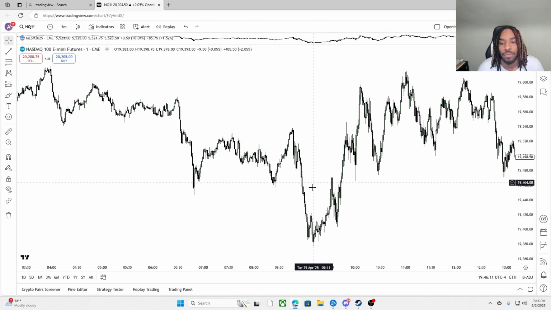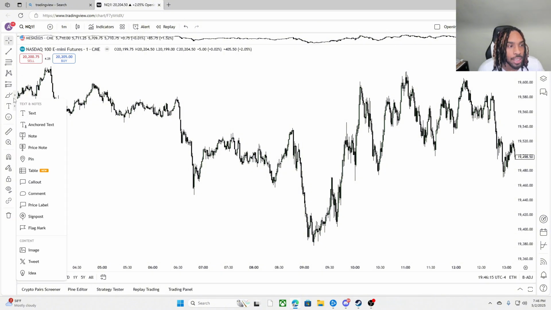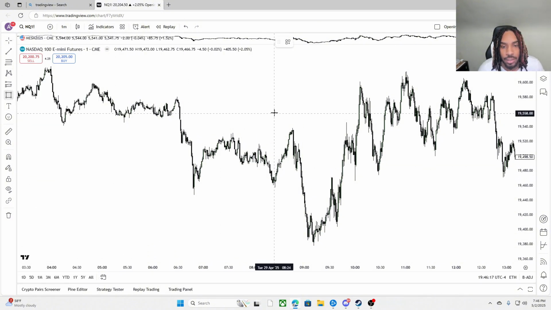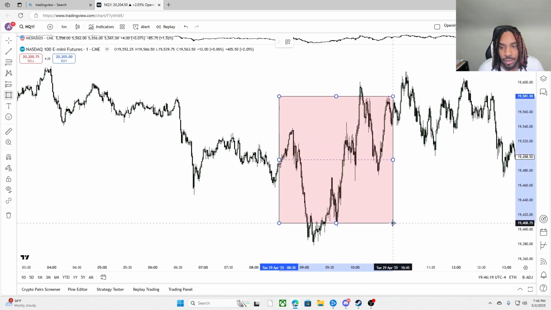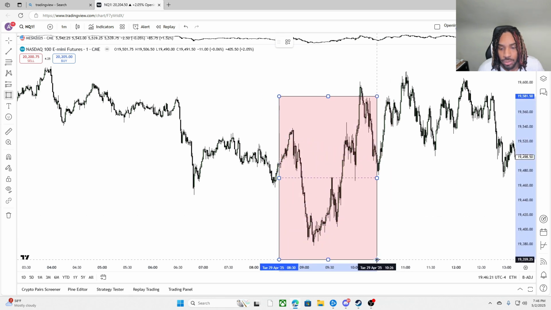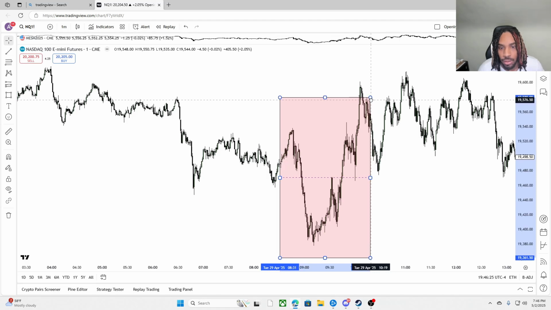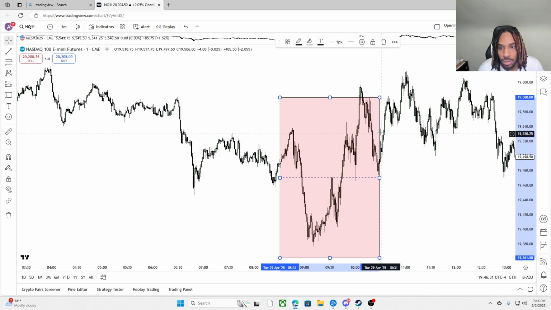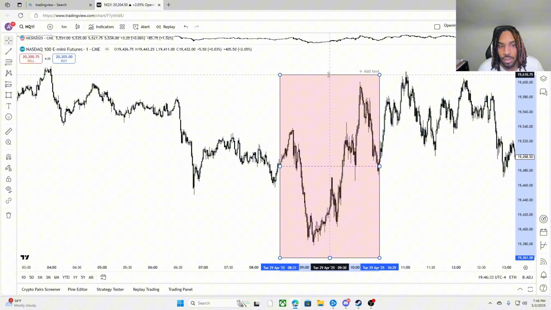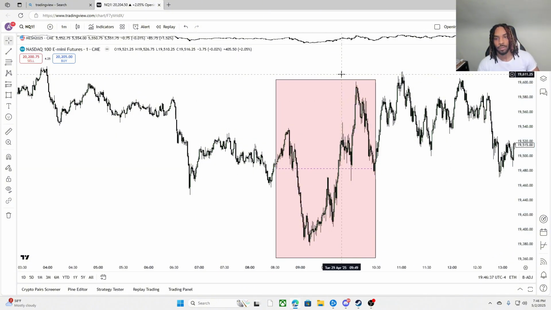If you see on this 1 minute chart right here, we are going to be zeroing in on this price action from 8:30 all the way to this price swing right here. 8:30 all the way into 10:30. 8:30 to 10:30 is what we're going to be focusing on for this.